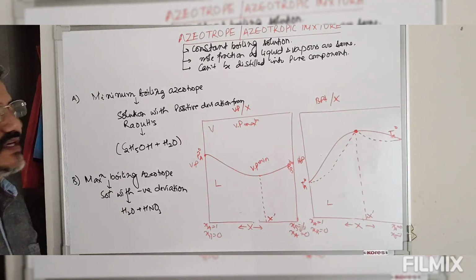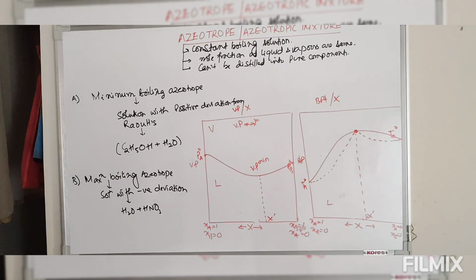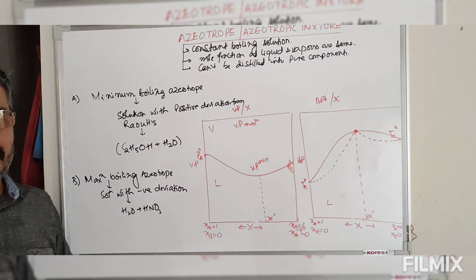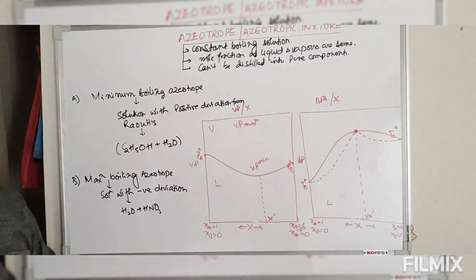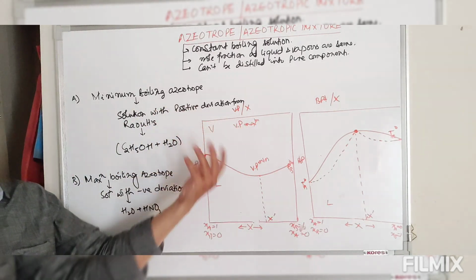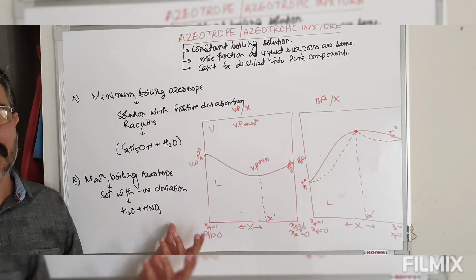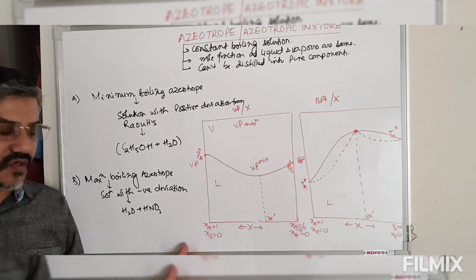And these are two types of azeotropic mixture. So only non-ideal solutions show these azeotropic mixtures, maximum boiling or minimum boiling, based on whether there is positive deviation or negative deviation from Raoult's law. So this is non-ideal solution.